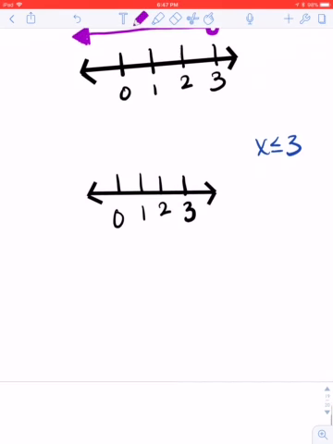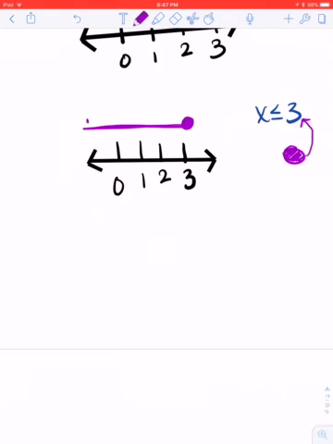Okay, last one. This one again is at 3, but because the inequality that's there has an equal to, that means I'm going to take the circle, I'm going to fill it in. That filled in circle is going to go right at 3. Now, because this inequality right there is pointing to the left, that means my line's going to go that way. And again, make sure you have that arrow on the end.